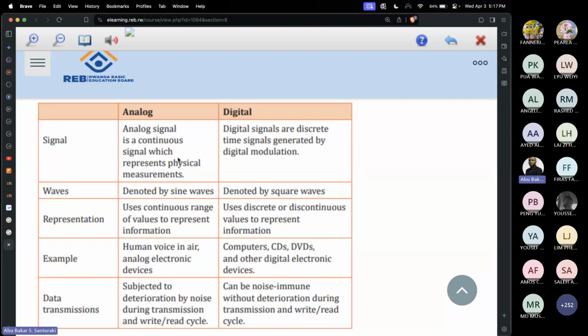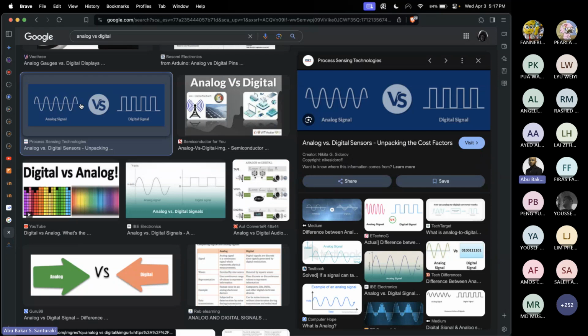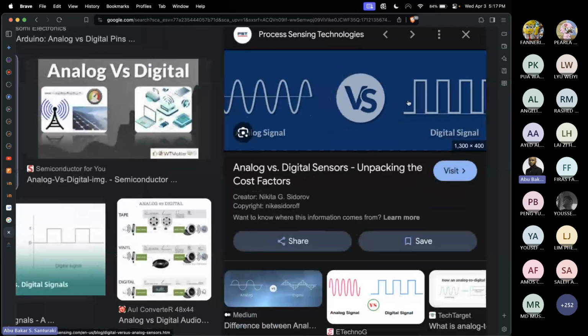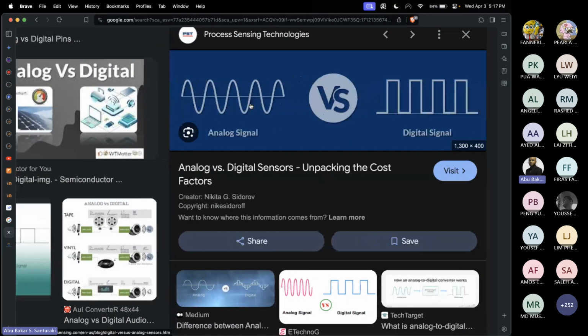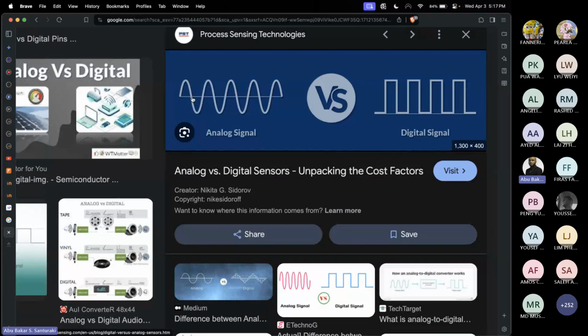The next says, what type of waves does it use? Analog signals use sine waves. Those are smooth, curvy sine waves. And the digital signals use square waves. So let's take a look at what sine waves and square waves look like. This is what they look like. You can see it in this image. An analog signal uses a sine wave, the smooth, curvy lines, whereas a digital signal uses these square waves.